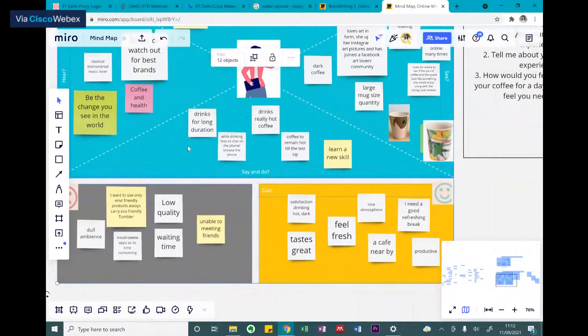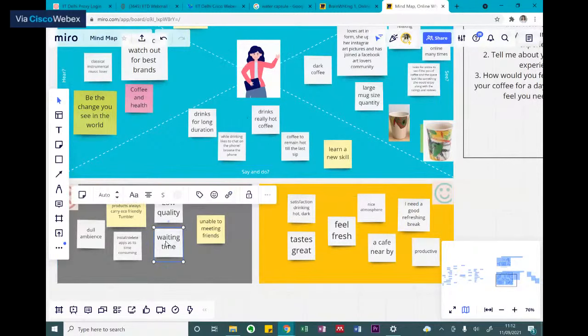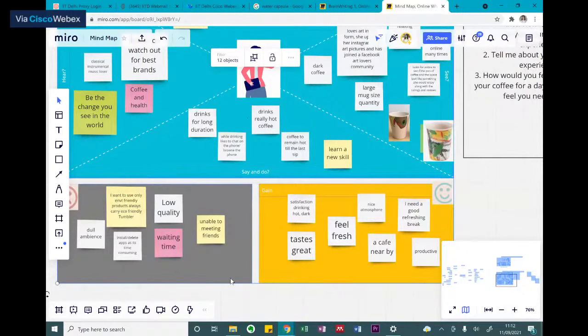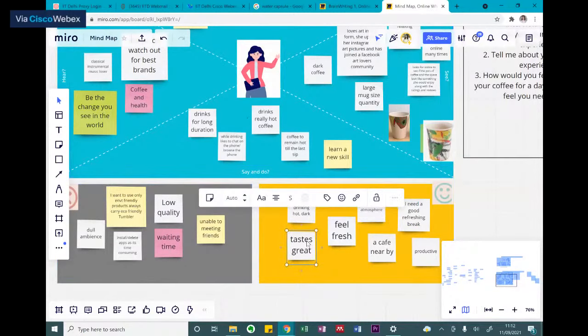You can try all sorts of customization in terms of color or fonts. Then probably if you say that she does not like waiting too long, this might be insightful for when you want to design certain experiences for the person. And then you say that Zara feels that if something tastes great, then it makes her feel very happy. So that is something you might want to incorporate in your solution or the idea that you are going to think about. So that is why a visualization that is integrated in the form of an empathy map is important for you.